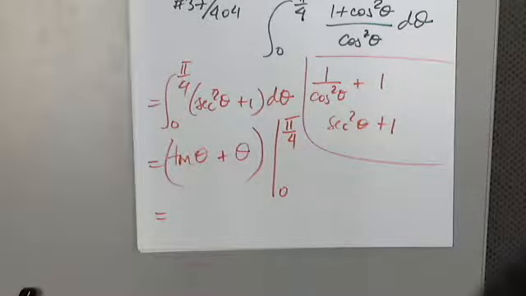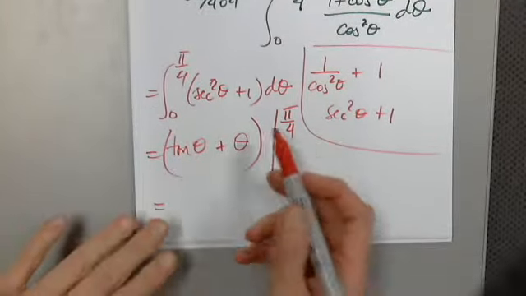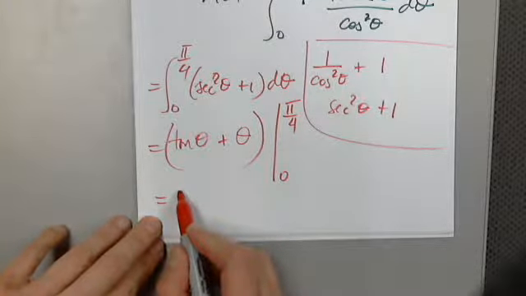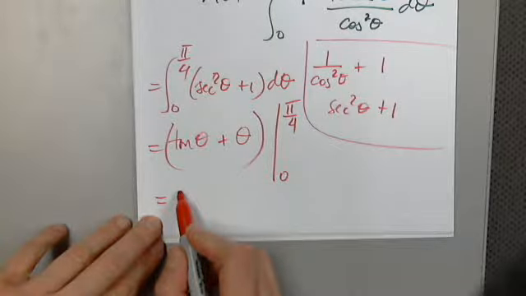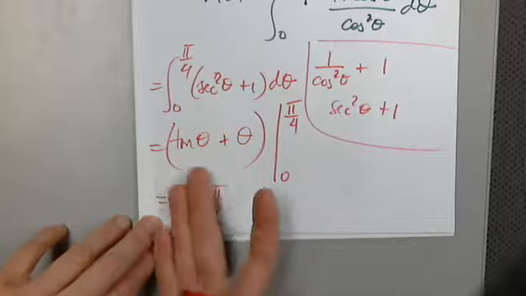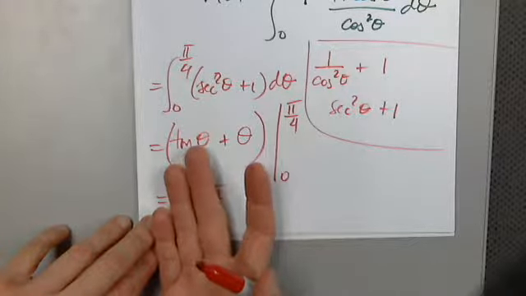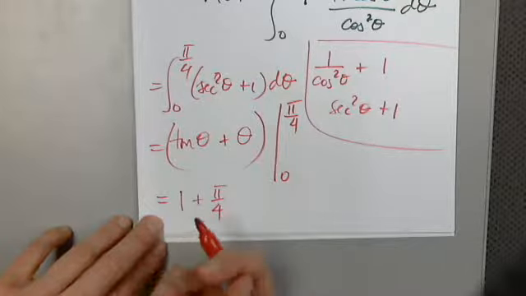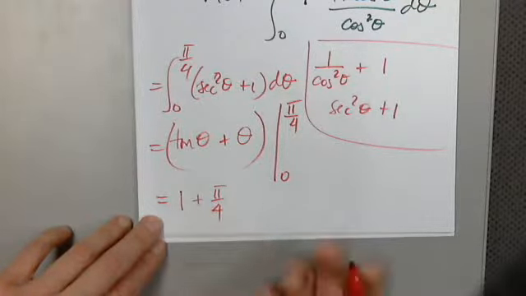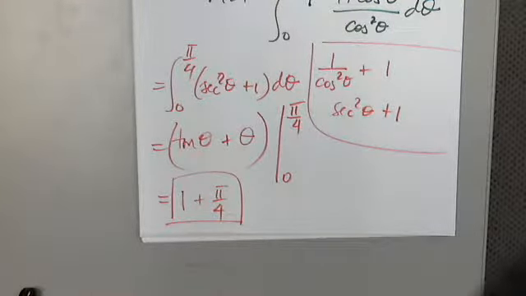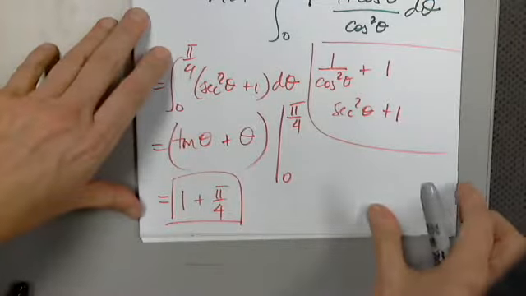We plug in pi over 4 first. When I plug in pi over 4 in tangent, tangent of pi over 4 is the nice one, when top and bottom are the same, 1, plus pi over 4. But when I plug in 0, tangent 0 is sine 0 over cosine 0, and cosine 0 is 1, and the top is 0. So 0 minus 0 will be 0. Any questions?